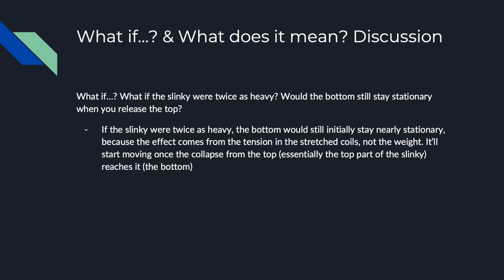The second discussion question is: what if the slinky were twice as heavy? Would the bottom still stay stationary when you release the top? If the slinky were twice as heavy, the bottom would still initially stay nearly stationary because the effect comes from the tension in the stretched coils, not the weight. It'll start moving once the collapse from the top, essentially the top part of the slinky, reaches the bottom.